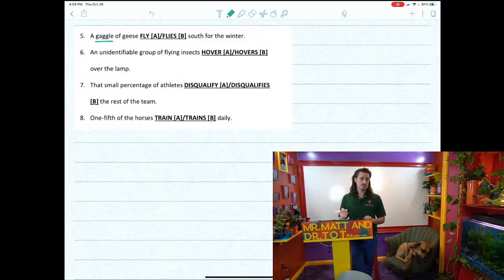So our subject here is singular. Singular nouns usually do not end in S. So singular verbs usually do end in S. So we need flies, the singular flies. A gaggle of geese flies south for the winter.